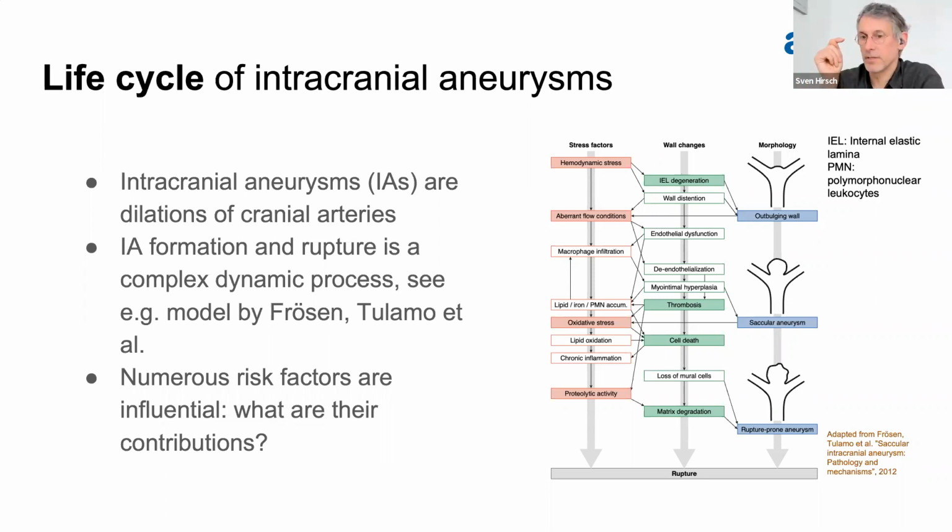You saw that in this first illustration. So there's stress factors from the outside, like hemodynamic stress, so the blood flow. You have degradations, you have aberrant flow patterns, as I told you, could be in the Circle of Willis. You have then infiltration of macrophages, you have oxidative stress, you have lipid oxidation, and so forth. So it's a cascade of biological processes that are happening and that lead to wall changes.